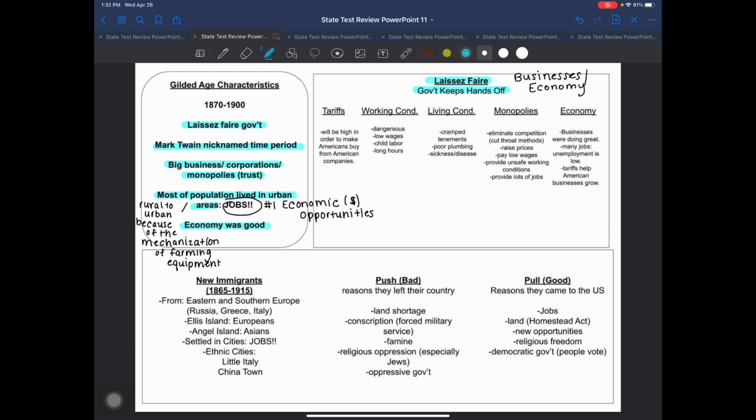All right. Now, over here in the box to the right, where we've already highlighted laissez-faire, government keeps their hands off, up underneath that are some characteristics, good and bad, of what happens when we have a hands-off type of government. So the first one that we have, typically, we see a lot of tariffs being raised, being put in place. And the reason for these tariffs, please remember, a tariff is a tax on imported goods.